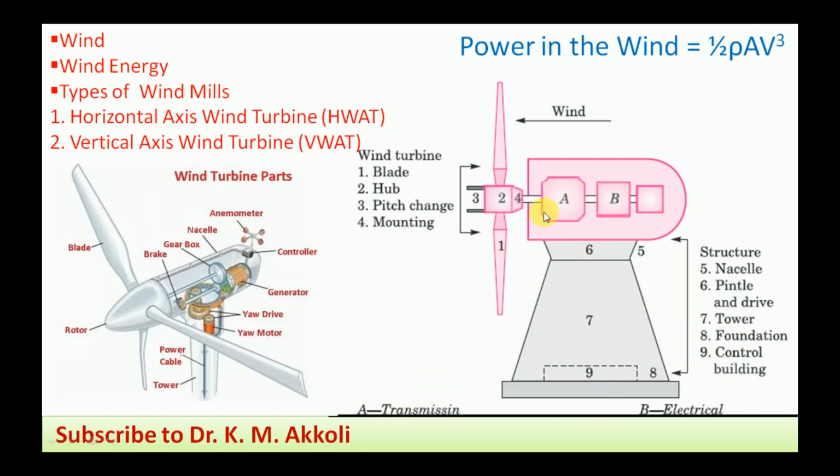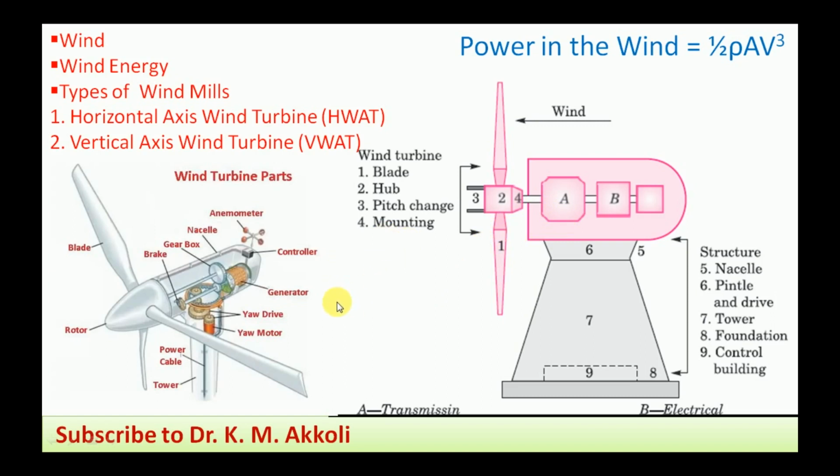The transmission means that couplings and gearings are used in order to change the velocity of rotation. Usually the rotation will be 10 to 15 RPM, rotations per minute. It should be increased as per the requirement of the generator. There is a particular range within which the generator works. Above that it stops, and below that it drops.